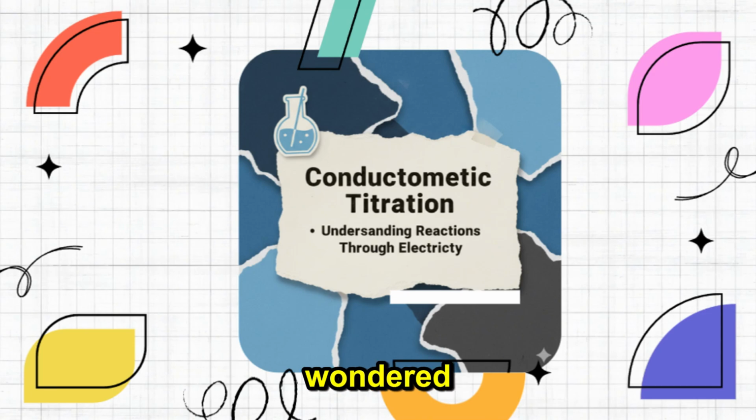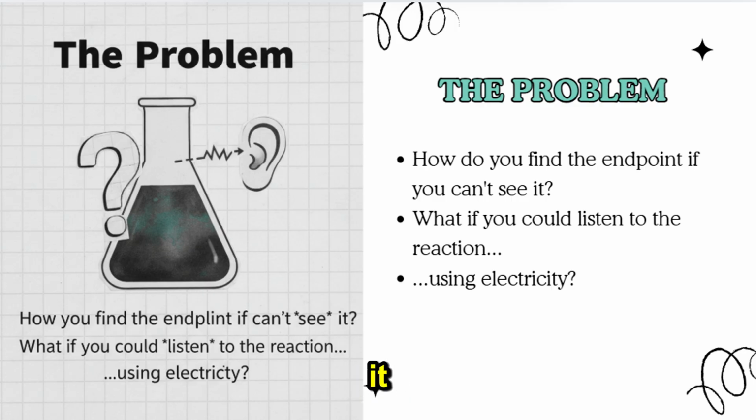Have you ever wondered how you can tell when a chemical reaction is finished if you can't see it? What if the solution is dark or muddy or completely colorless? You can't use a traditional color-changing indicator. So, how do you find that perfect endpoint? Well, what if instead of watching the reaction, you could listen to it using electricity?